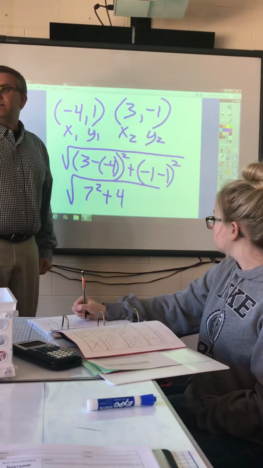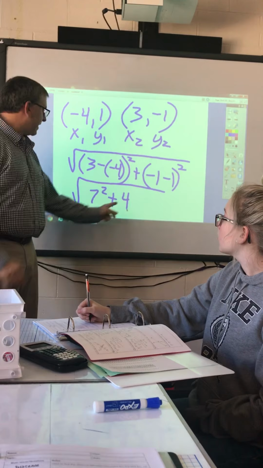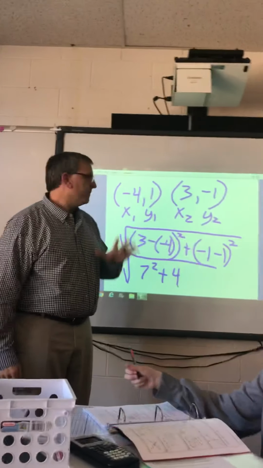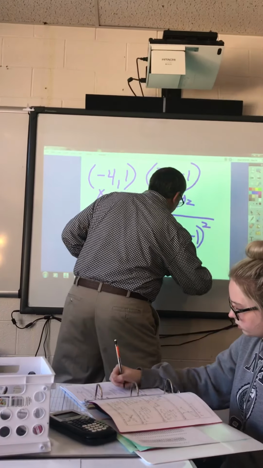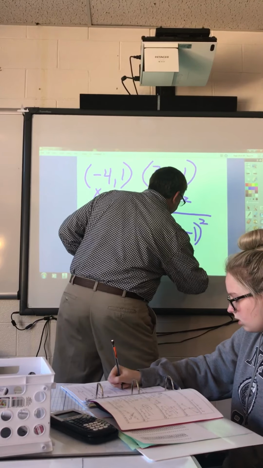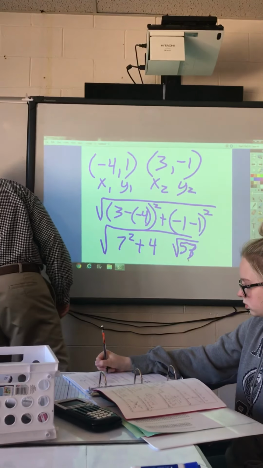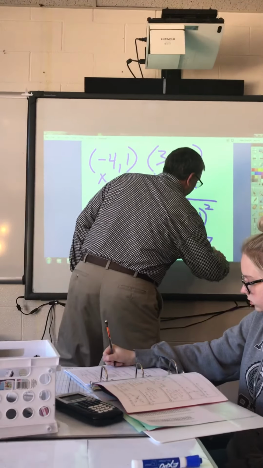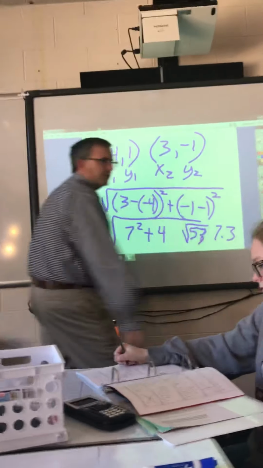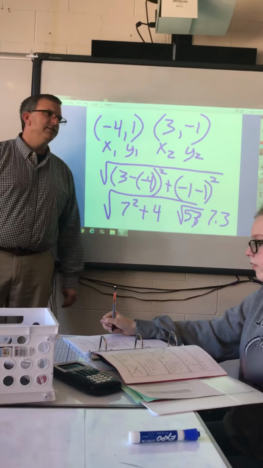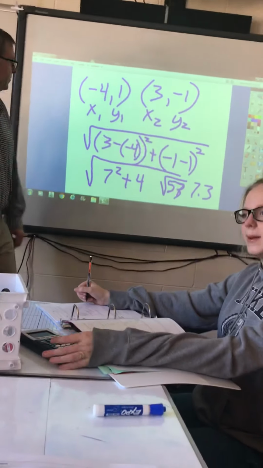7 squared is 49, plus 4 is 53. And my square root of 53 is approximately 7.3. Yeah, round up, because I think in your calculator it's 7.28. Is that correct? So you need to go to 7.3.